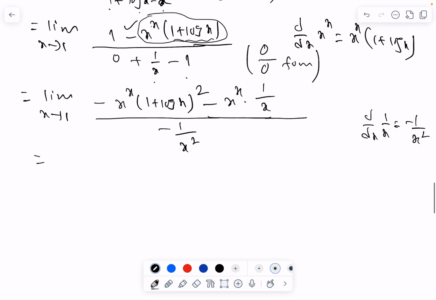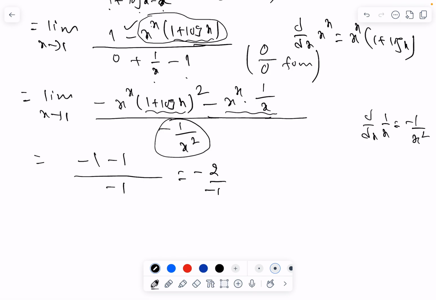And now x tends to 1. So the numerator is negative 1. x^x, so 1 plus log 1, that is 1 plus 0. So this value is 1. This value is also 1 because x tends to 1, 1 power 1, 1 upon 1. So 1. And this value is also 1. So 1. So this is minus 2 by minus 1. And so the answer is 2. We can see some more examples in another video.